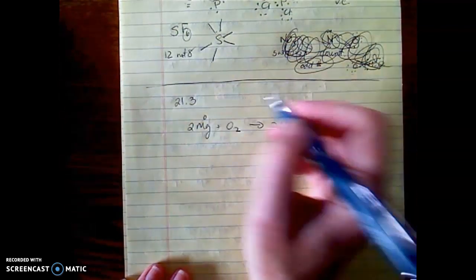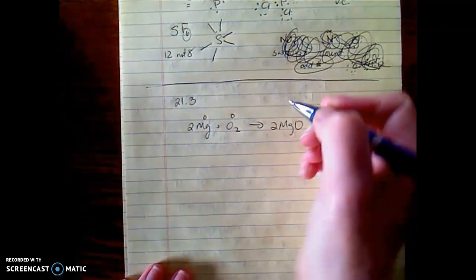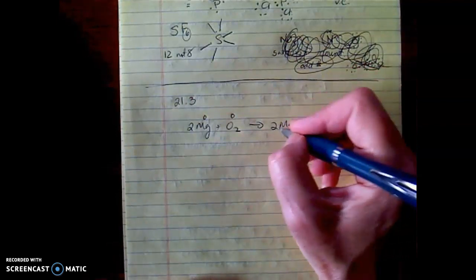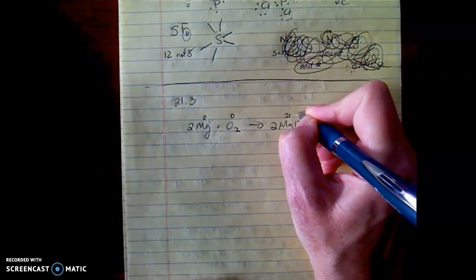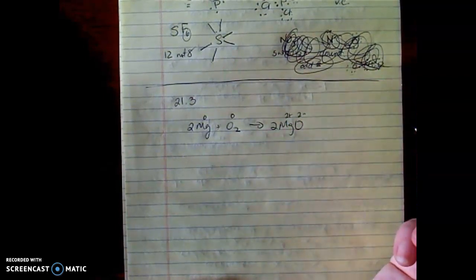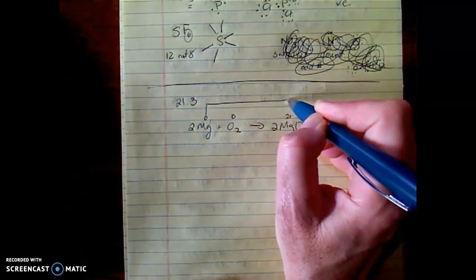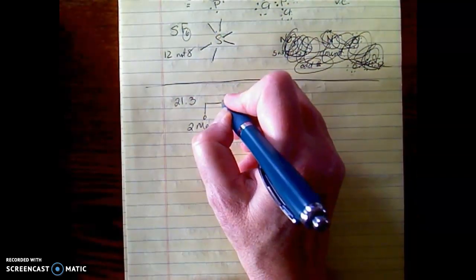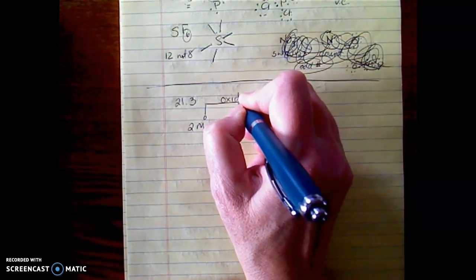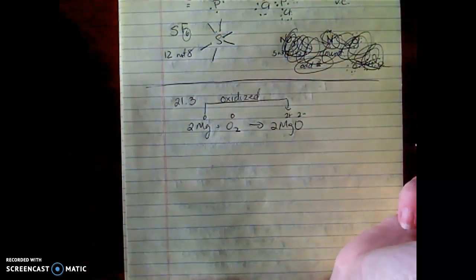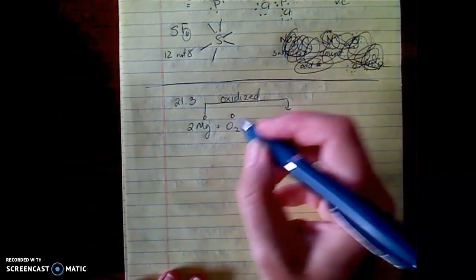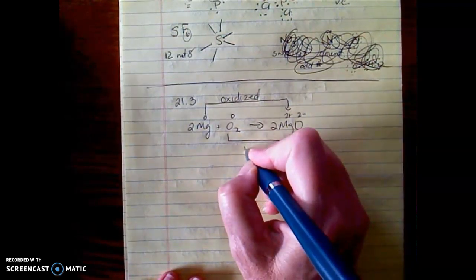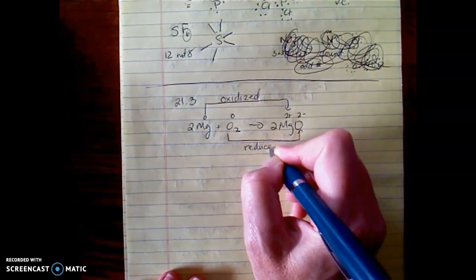So again, we said magnesium was 0 because it's an atom. Oxygen is 0. Again, actually a molecule, but in its elemental state. And then in these compounds, this is a 2 plus and this is a 2 minus. So you can look at this and you can say magnesium went up in charge. Therefore, magnesium has been oxidized because its charge went up. And then you can look at oxygen. It went from 0 to -2. That means it has been reduced.